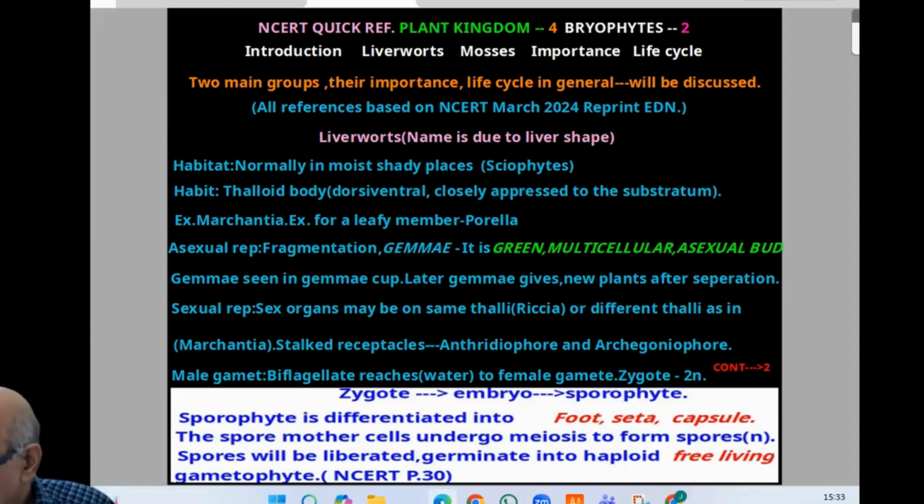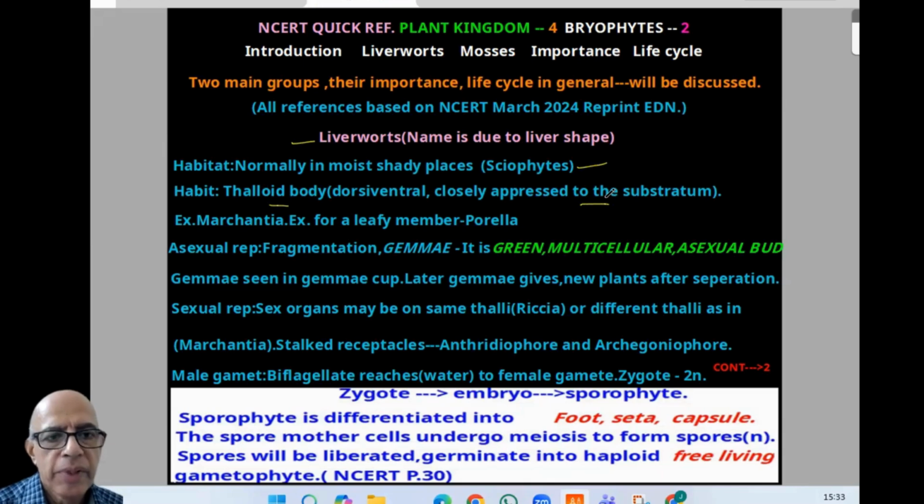Now first is liverworts. The name liverworts came due to the shape of the plant body, that is liver shape. Habitat is normally moist shady places, that is why bryophytes are often called amphibians of the plant kingdom. Habit, how it appears: it is a thalloid body, dorsiventral, closely pressed to the substratum. That itself is a question. A typical example is Marchantia. An example for a leafy member from liverworts is Porella. Both are important questions for the NEET exam.